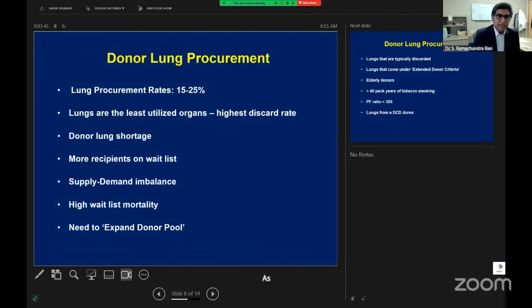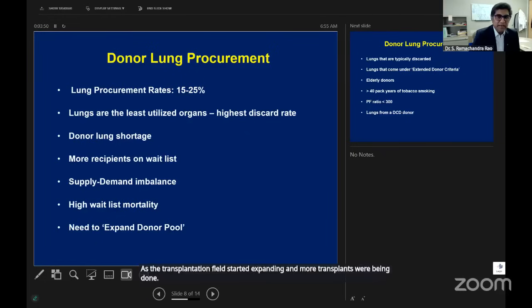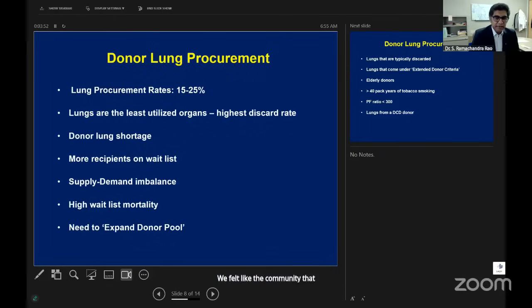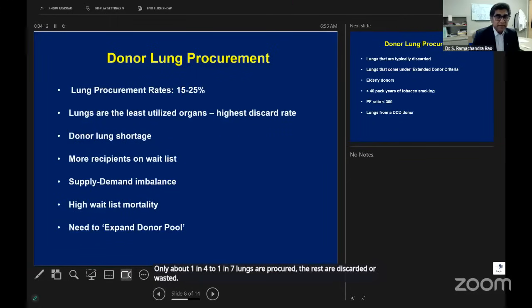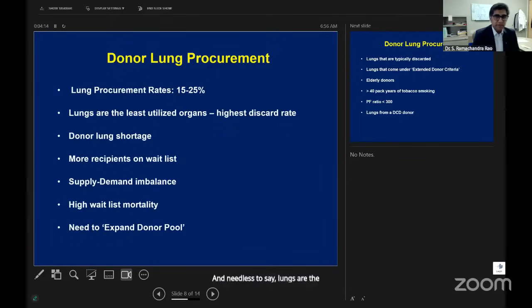As the transplantation field started expanding and more transplants were being done, we felt as a community that we were hitting a plateau because the lung procurement rates were abysmal, about 15 to 25%. What that means is of all the donor organs, when somebody goes on a procurement run, only about 1 in 4 to 1 in 7 lungs are procured. The rest are discarded or wasted. And needless to say, lungs are the least utilized organs with the highest discard rate. This leads to a significant donor lung shortage.